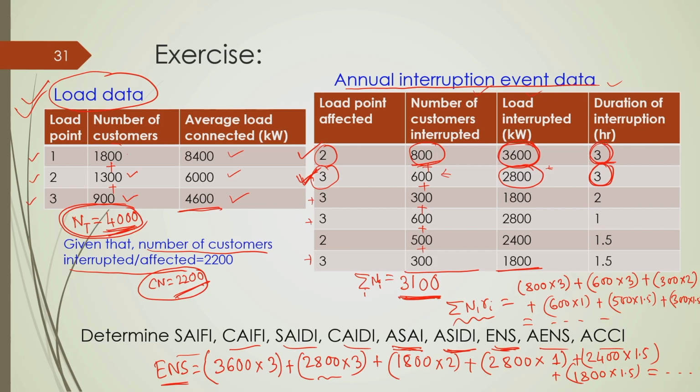Apart from that, we need to know how many customers there are under this particular feeder service area, and also how many customers are really affected, that is CN, due to this kind of interruption. In order to compute these indices, we need this data, otherwise we cannot compute them. So, this is one of the ways of reliability assessment which practical utilities follow.